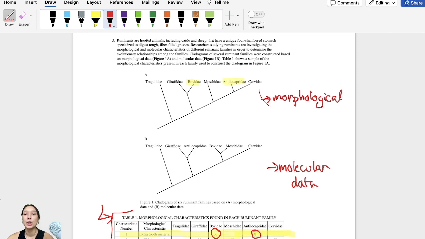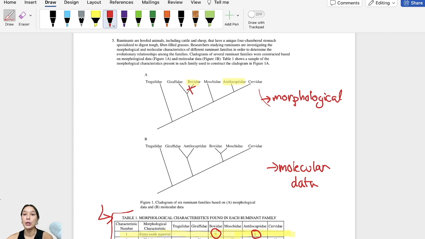Okay. So my first X is going to be right here, okay? Because Bovidae does have the extra tooth material, but Giraffidae doesn't, right? You don't have an X here. Therefore, I can't put it here because that would mean that both should have it. So it has to be specific just to Bovidae, therefore it has to be right before it.